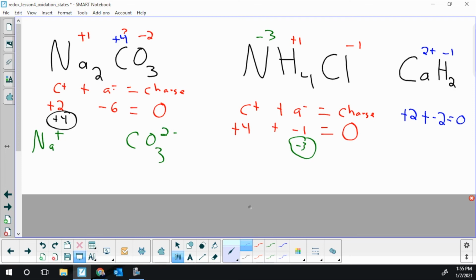Again, we don't write in that all ionic compounds have charges of 0. All of these ionic compounds on this slide have 0 charges, not written in. There are 2 ions that have charges, but they net to 0.